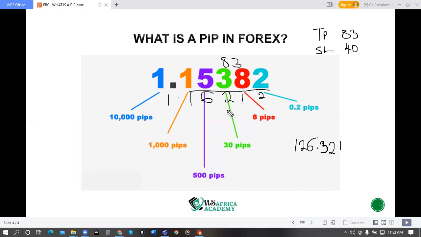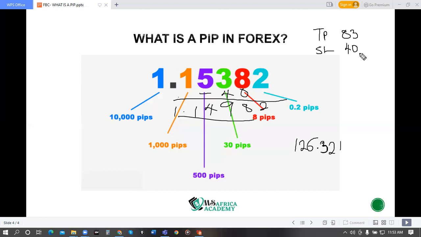What is your stop loss going to be? Your stop loss is going to be this one minus 40. So let me erase this one. Okay. This is still 2. 0 from here. The 8 is still there. Now 4 minus this is smaller, so we're going to borrow 1 from here. I hope you understand the mathematics I'm doing. So we have 9 here, and we have 4 left here. So we have 1.14982, and that is what our stop loss is going to be.